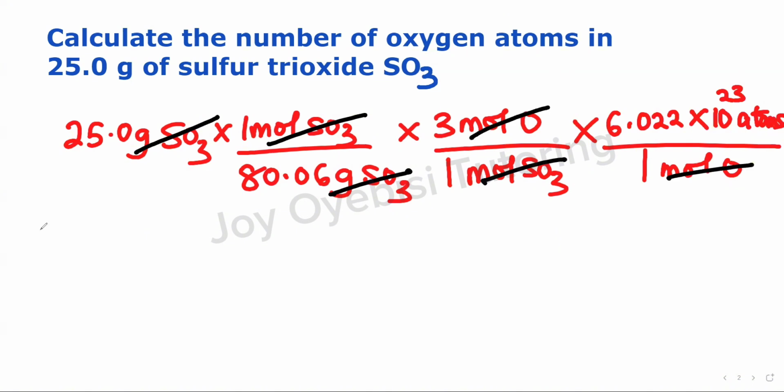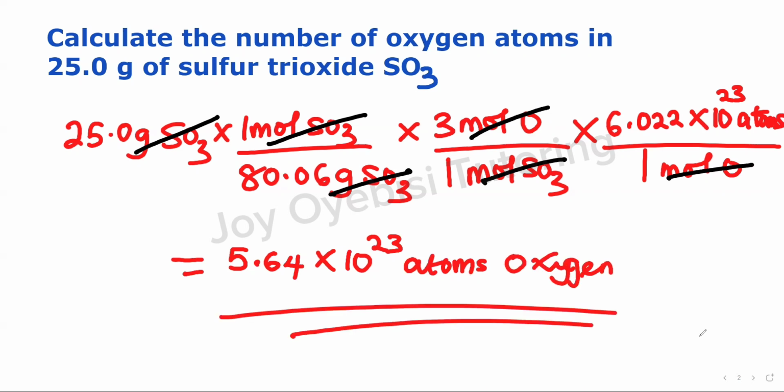The final answer would simply be 25 times 3 times 6.022 times 10 raised to the power of 23, and then divide by 80.06. And that gives us 5.64 times 10 raised to the power of 23 atoms of oxygen. Okay, and that is it.